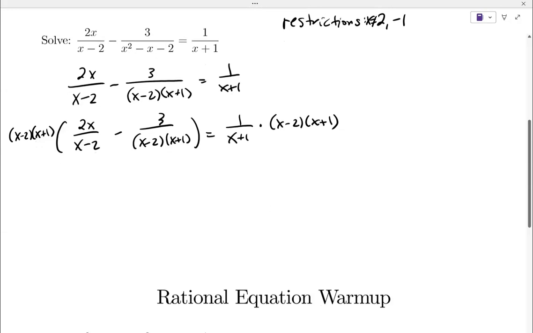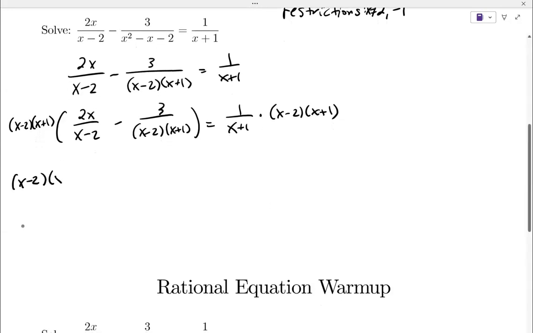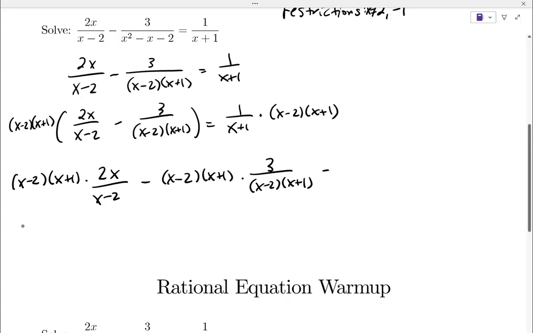So I'll have x minus 2 times x plus 1 times the 2x over x minus 2. We'll have x minus 2 times x plus 1 times 3 over x minus 2 times x plus 1. And then I didn't do anything to the right-hand side yet. Let's go through it block by block now. Looking at this first block, if you will, what can we do?